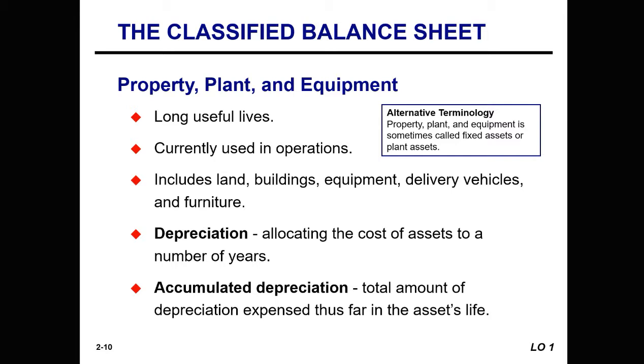Attached to your property, plants, and equipment, though, is depreciation. There's an account that is a contra account, meaning that its balance is contrary to the normal balance in that particular section. And that contra account, called accumulated depreciation, represents the total amount of depreciation that has been expensed thus far in the asset's life.